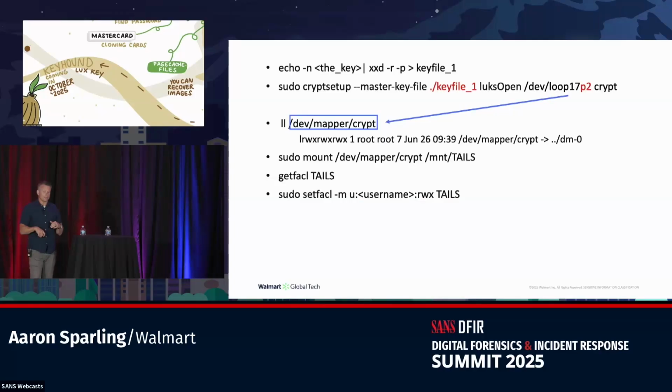And then I'm using the cryptsetup library inside of Linux and the master key file plugin, pointing it at that new binary key file that we built and saying luksOpen, and I'm pointing it at the mapped encrypted drive, which in this case is loop17 partition 2, so that it will decrypt. And you'll see here that now that it's decrypted, we can mount it. We can mount that decrypted Tails partition to our analysis system and then start looking through it.